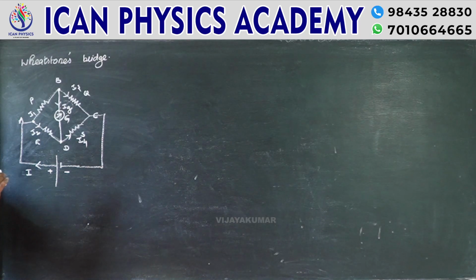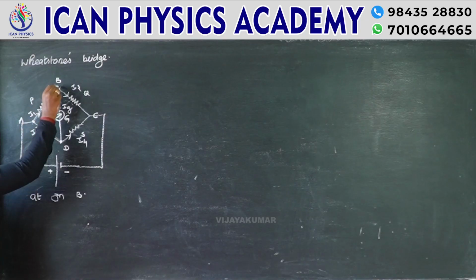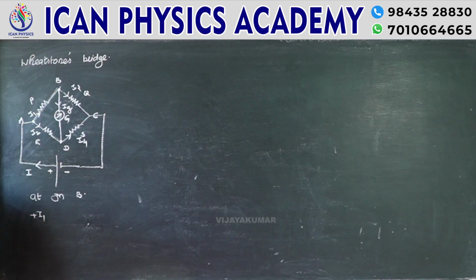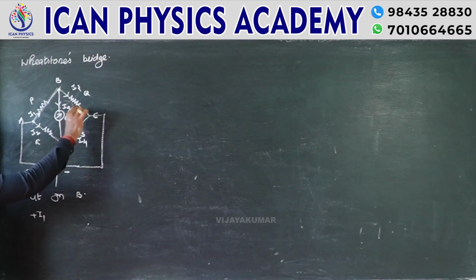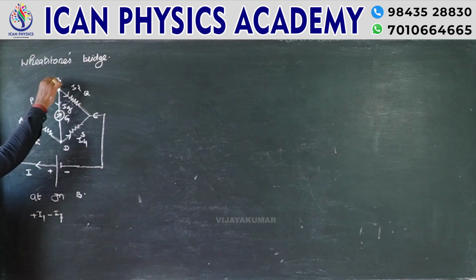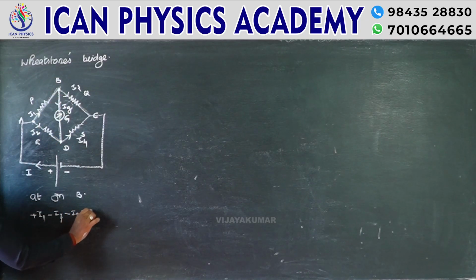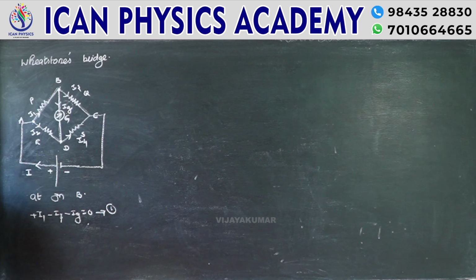Now, according to Kirchhoff's first rule, what is the first rule? The algebraic sum of currents meeting at a junction is 0. So, at junction B, the current I1 is flowing towards the junction B, so it is taken as plus I1. Now, I3 is the current moving away from the junction, so minus I3. Ig is the current moving away from the junction, so minus Ig equal to 0. Now, it's taken as equation number 1.